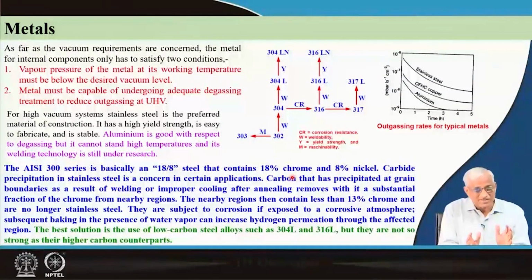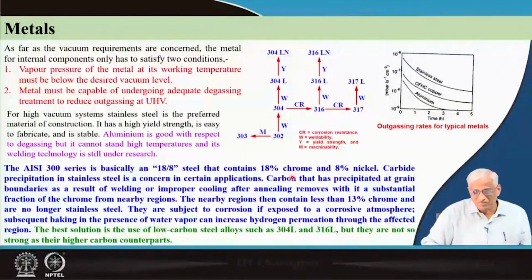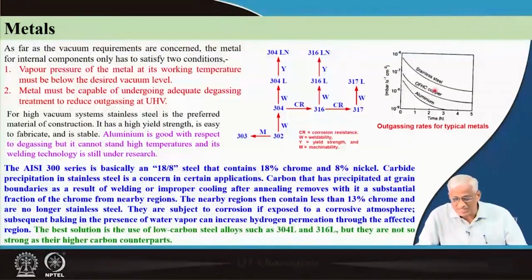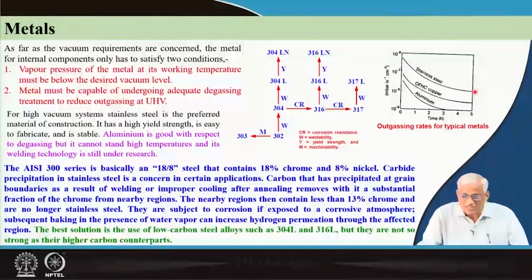So all these metals have to be suitably modified to match your vacuum applications. When you look at this right side, stainless steel degasses over a period of time and finally saturates. But if you observe carefully, aluminum is the best, it degasses very little. Copper is next best, but we will not use copper in making vessels, it is quite costly.